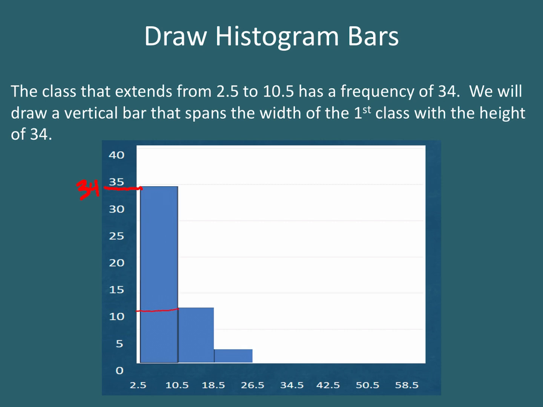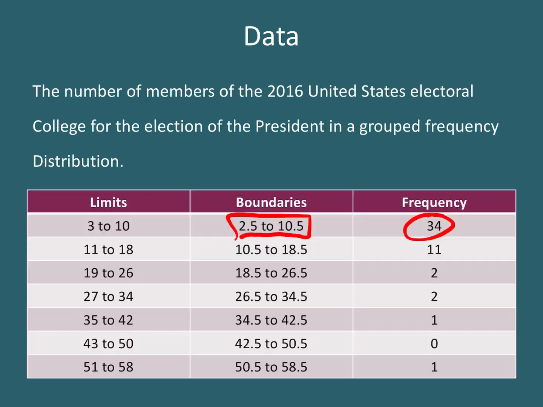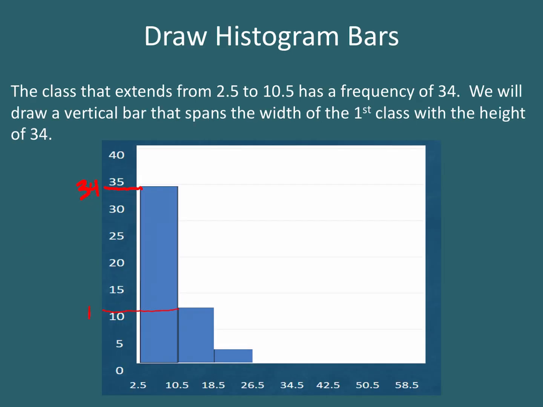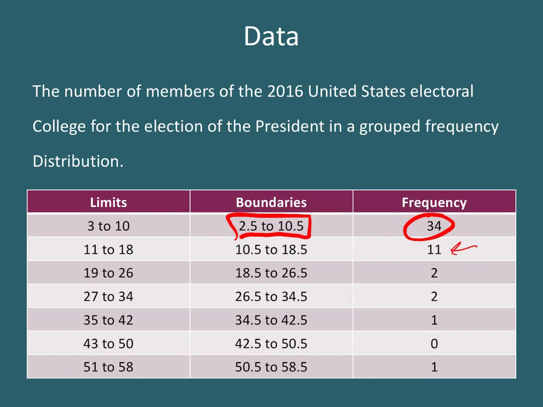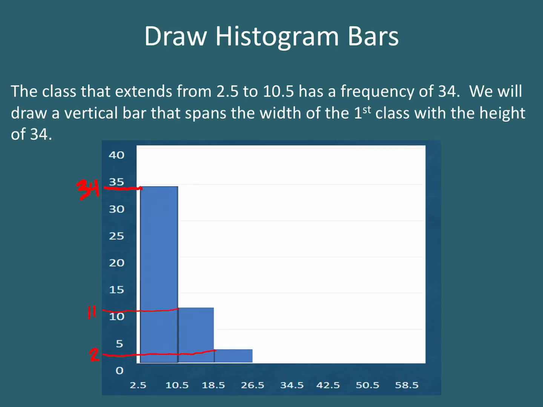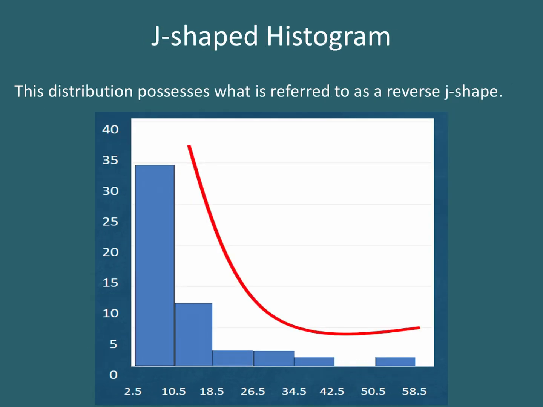Next up, you'll notice that we have a frequency that's a little above 10. Well, that's easy because the next frequency was 11. So clearly this second bar represents a height of 11. The next class, 18.5 to 26.5, obviously comes from the number that we have here, which is 2. Filling out the rest of this histogram, we can see that we get the rest of the bars here. And what this forms is what is known as a J-shaped histogram. In fact, more appropriately, this is known as a reverse J-shaped histogram.